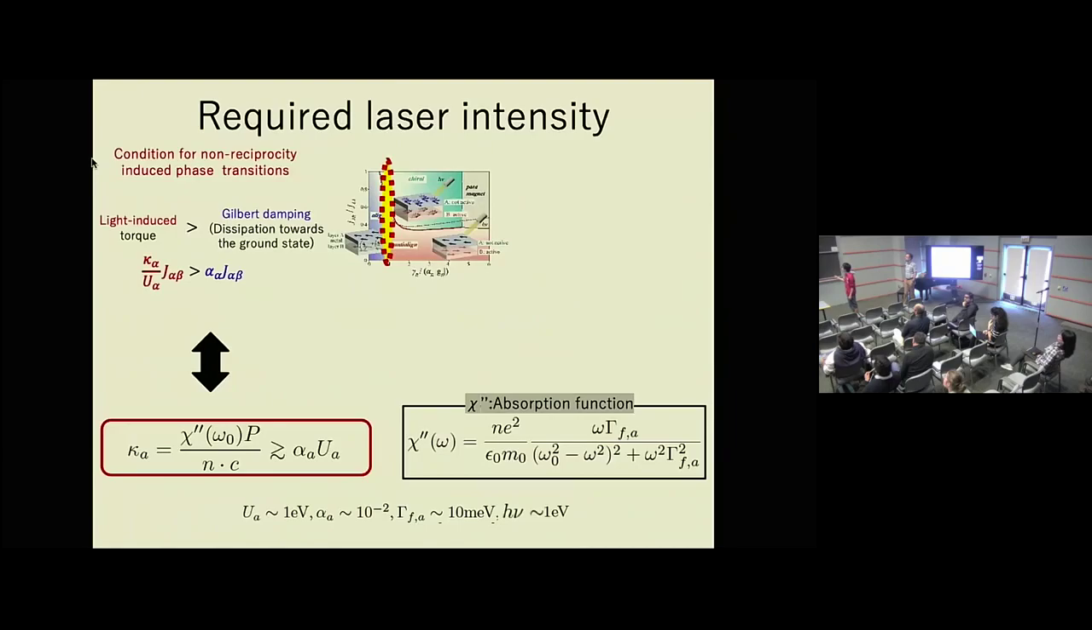Not so bad a number. And by the way, we estimated it using a phenomenological model where we treated the localized electron as a damped two-level system, and by calculating how much power you need to give rise to this, we estimated it to be 10 to the power 8.